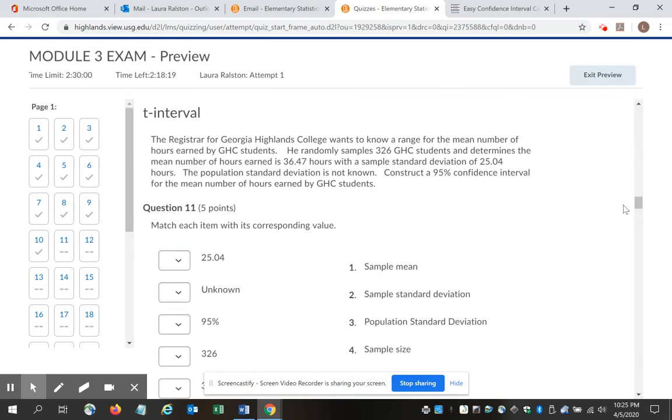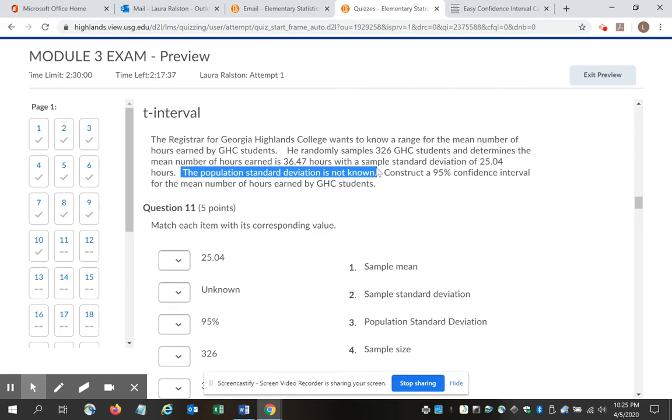Then as we move to the third grouping of questions, again, guys, please pay attention. It's clearly labeled as a T interval. Okay, so it reads, the registrar for Georgia Highlands College wants to know a range for the mean number of hours earned by GHC students. He randomly samples 326 GHC students and determines the mean number of hours earned is 36.47 hours with a sample standard deviation of 25.05 hours. The population standard deviation is not known.